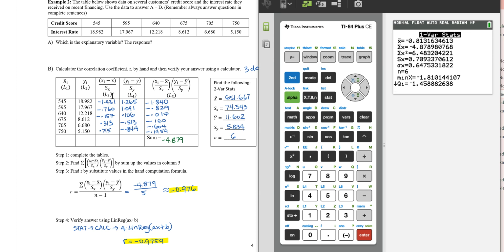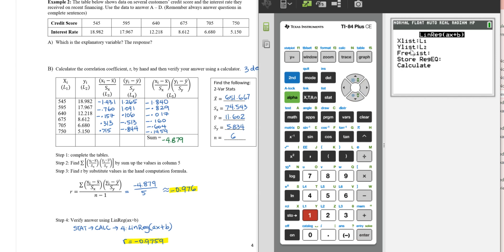Now that I've computed that and found my value by hand, I can always verify how accurate I am compared to the actual value of r. To find that, I'm going to use the calculator function LinReg ax+b. So stat, calculate, and notice that number 4 is the function we want. The x list is where your independent variable is, so it's L1, and L2 is your dependent variable, the y list. Here I just calculate and enter.